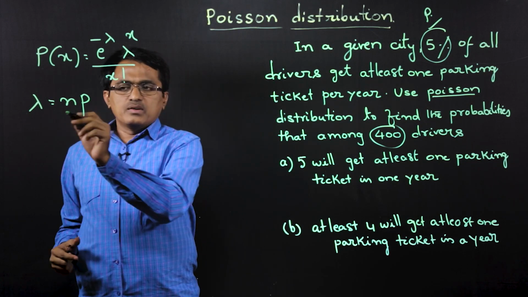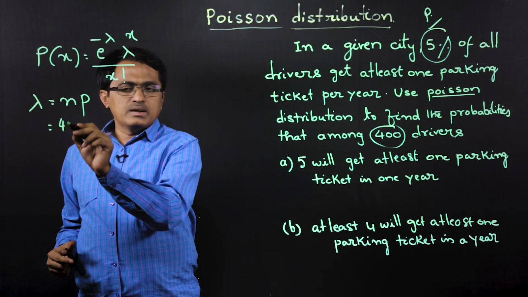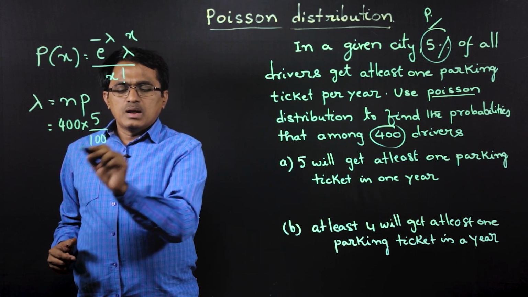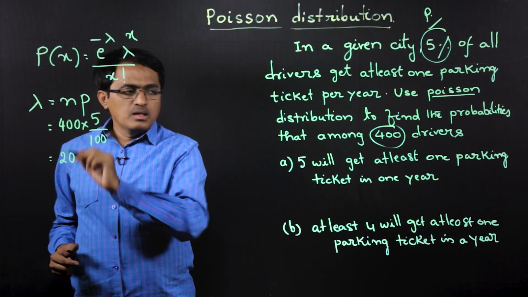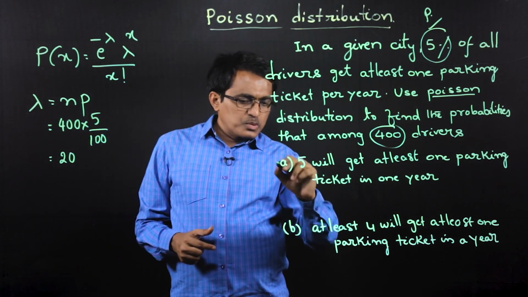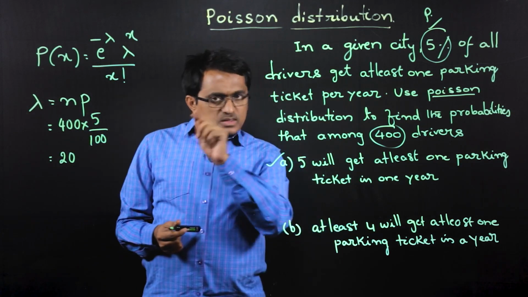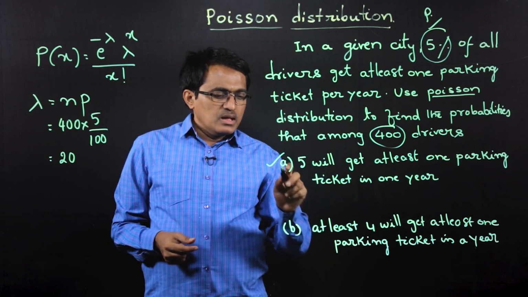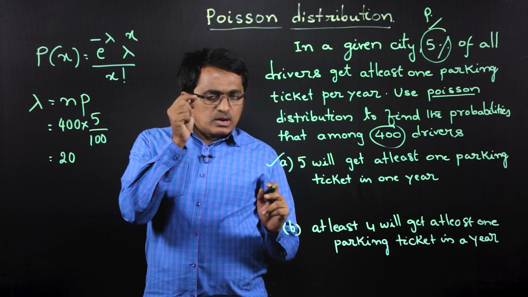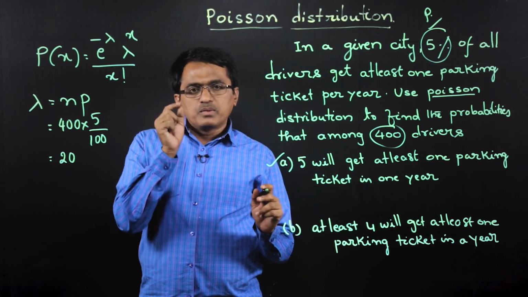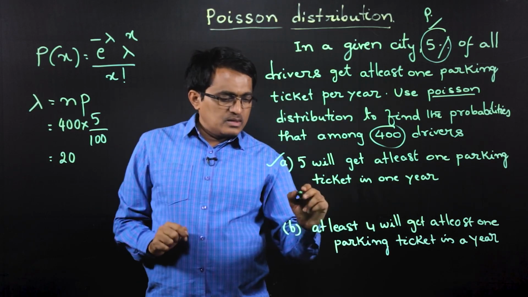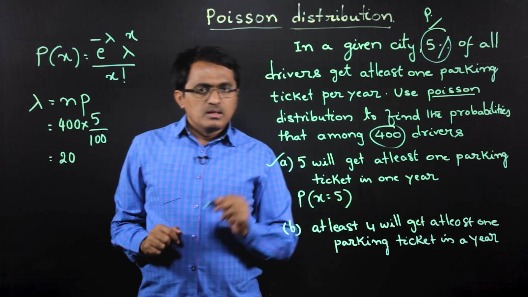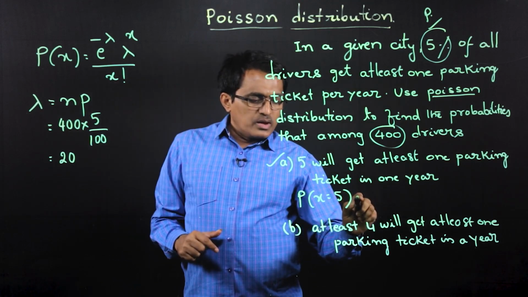Now here lambda equal to NP, where N equal to 400 and probability is 5%, that means lambda equal to 20 here. Then coming to the first problem, what we need to find is what is the probability that 5 will get at least one parking ticket. That means here we have to find what is the probability that the random variable takes exactly 5, that is P of x equal to 5. So this is what we have to find.